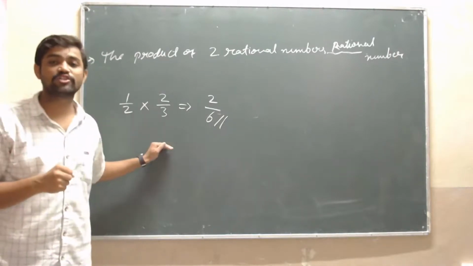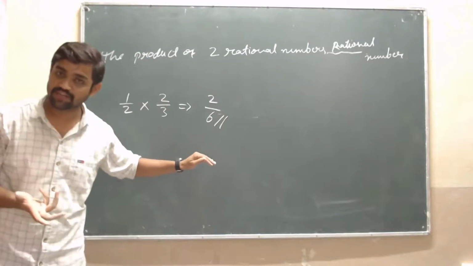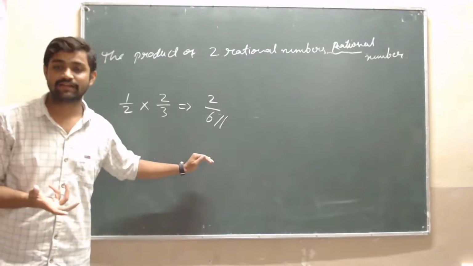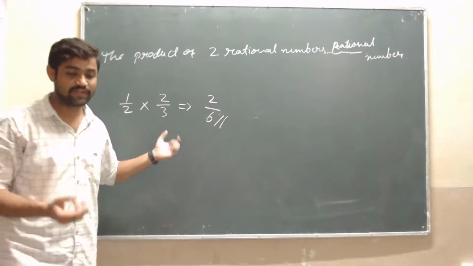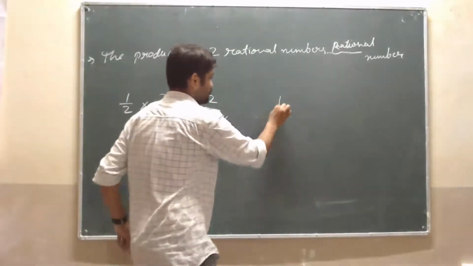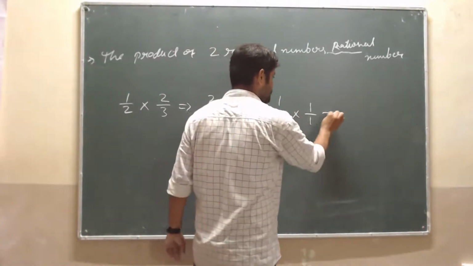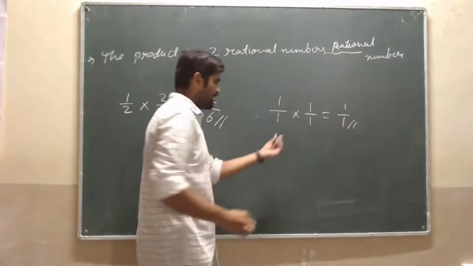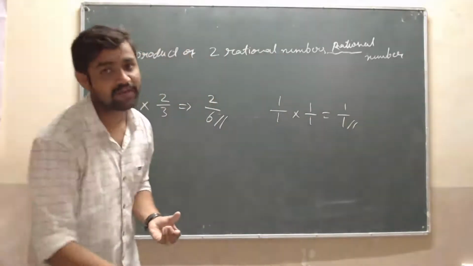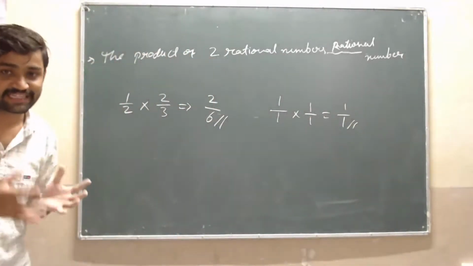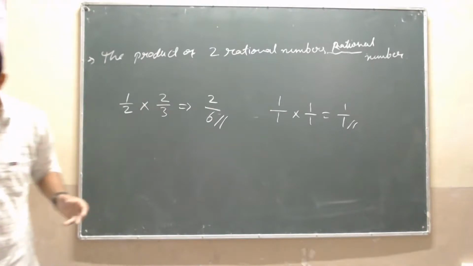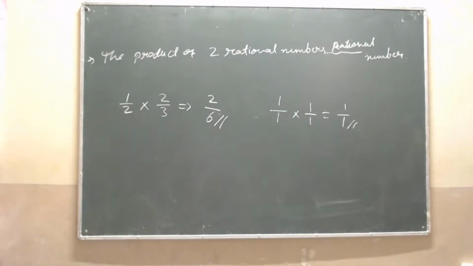Take 0 into 0, that is 0. 0 is also a rational number. Then 1 into 1, that is 1, a natural number. That's why we can write 1 by 1 into 1 by 1 is equal to 1 by 1. Multiplication of any two rational numbers, we will get the answer as a rational number.